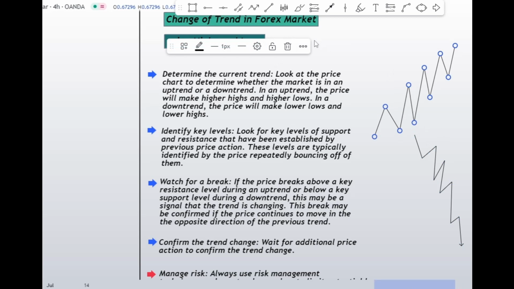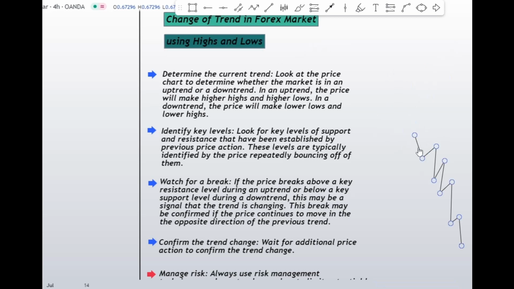Okay, moving on. Identify the key level. Look for the key level of support and resistance that have been established by previous price action. These levels are typically identified by the price repeatedly bouncing off. This is where you determine your support and resistance. It's important for you to know your support and resistance. If you don't understand it well, I have another video where I talked about support and resistance.